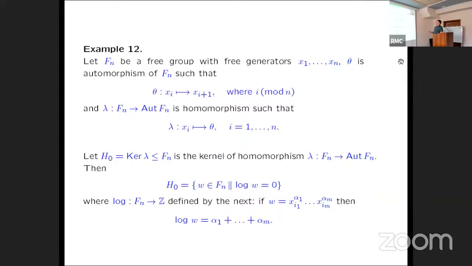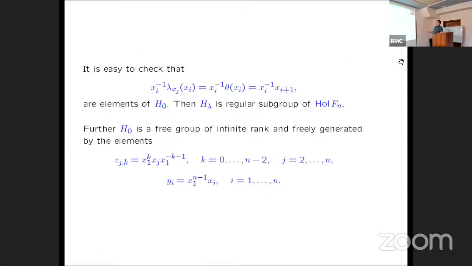Maybe I consider more general example. Let Fn be free group with generators x1, ..., xn. Eta is automorphism permutation of generators, and we take lambda, map all generators to this automorphism. Then we define H0 is a kernel of lambda, which defined by the next formula. Logarithm is defined as usual. It's easy to check that we have this equality.